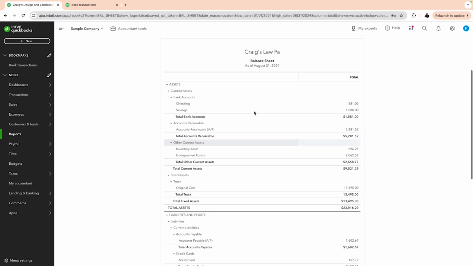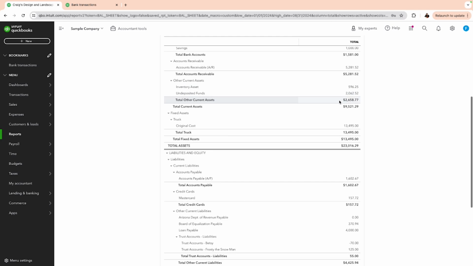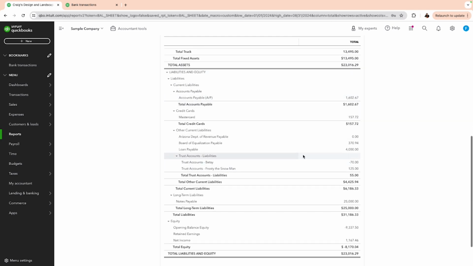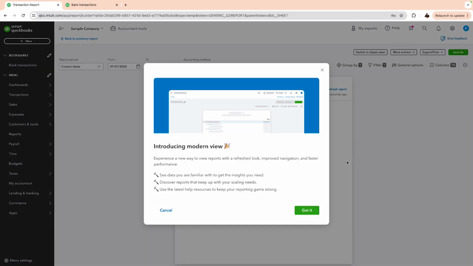So now we're gonna find the trust liability. There should be a trust bank account here, and there should also be the trust liability account. Okay, and look how it looks: trust liabilities, and we're gonna show money in and out of the trust account for Betsy and from Frosty the Snowman. Now from Betsy, we have the wrong amount here, so that's why we have a -70.